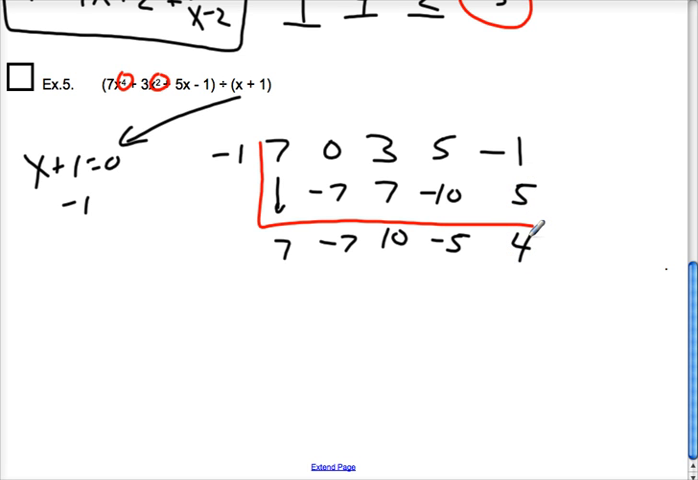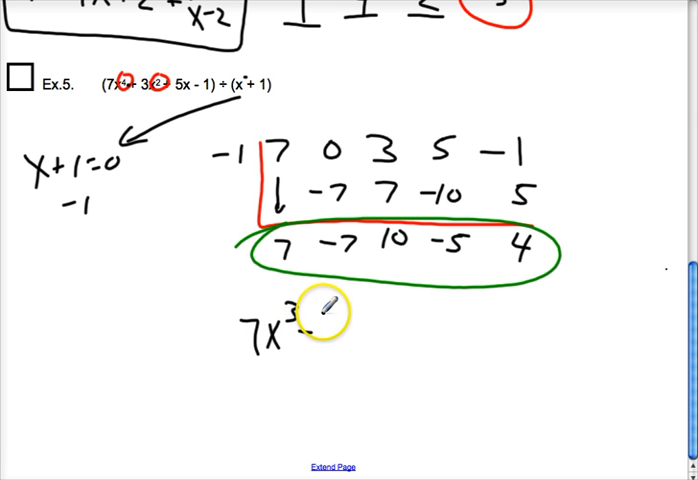So it's just the same pattern. Drop it, multiply, add, multiply, and so on and so forth until you're at the end. So these numbers at the bottom represent the coefficients of my quotient, my answer. I had x to the fourth, and I'm dividing by x, so it's going to be x cubed. So it goes 7x cubed minus 7x squared plus 10x minus 5, and the last one is your remainder.